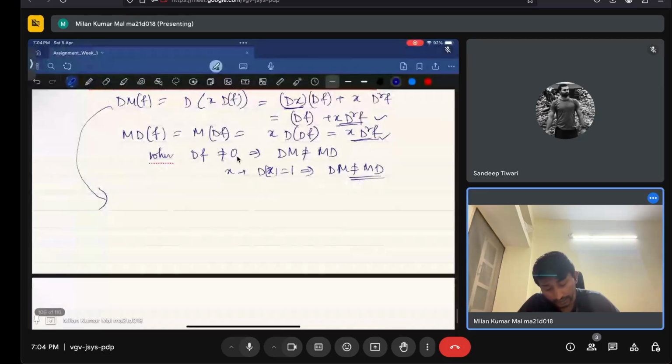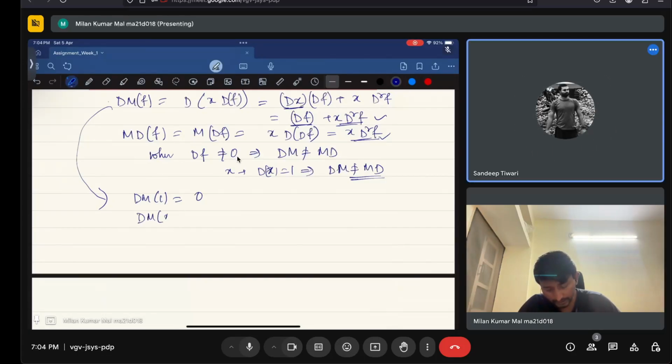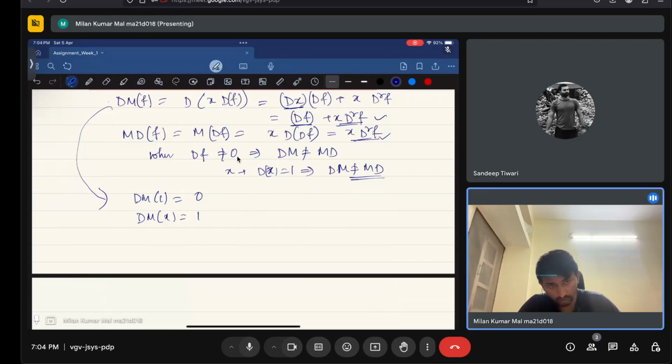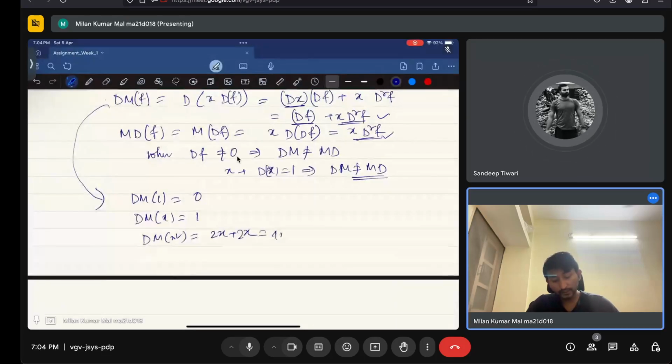So let's take f is 1, so the first derivative with respect to x. dm of 1 will be equal to 0 plus x times d square f, that is again 0. So dm of 1 is 0. Then dm of x will be 1 and 0, because d square of x is 0. Now dm of x square is 2x plus x times 2, that is 4x.